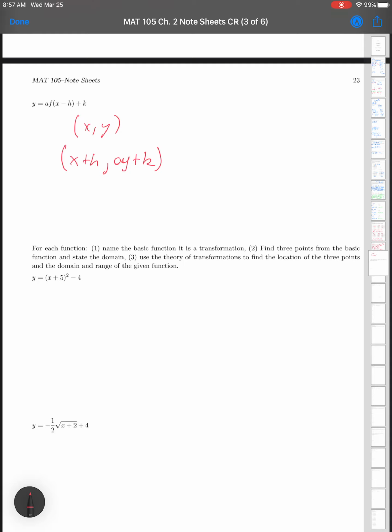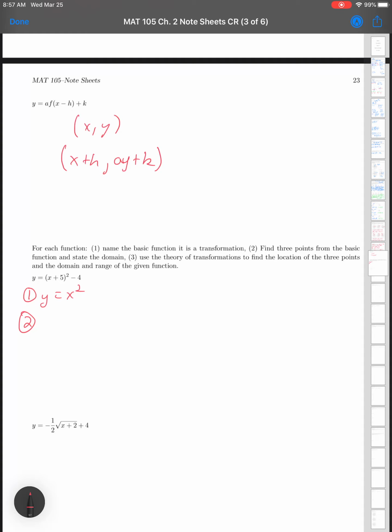So let's go ahead and try one of these problems. So the first thing they want us to do is name the basic function it is a transformation of. So in this case, the basic function, if I get rid of all the transformations, is y equals x squared. Okay? So that's step one.